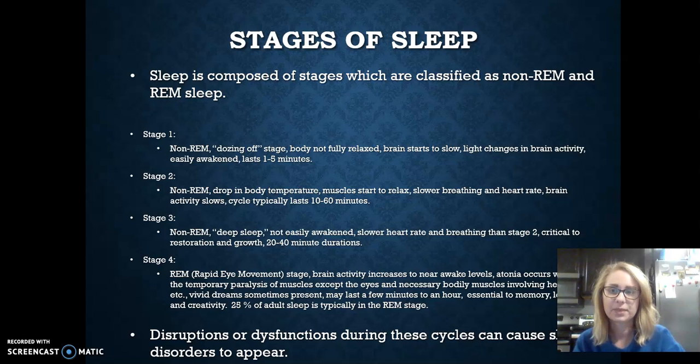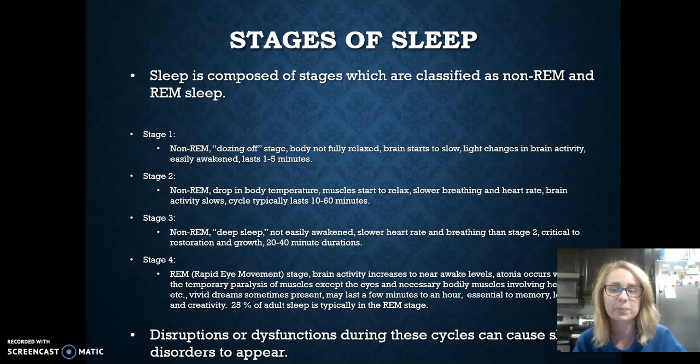Stages of sleep. Sleep is composed of stages which are classified as non-REM and REM sleep. Stage number 1, non-REM, dozing off stage. Body not fully relaxed, brain starts to slow, light changes in brain activity, easily awakened, lasts 1 to 5 minutes. Stage number 2, non-REM, drop in body temperature, muscles start to relax, slower breathing and heart rate, brain activity slows, cycle typically lasts 10 to 60 minutes.